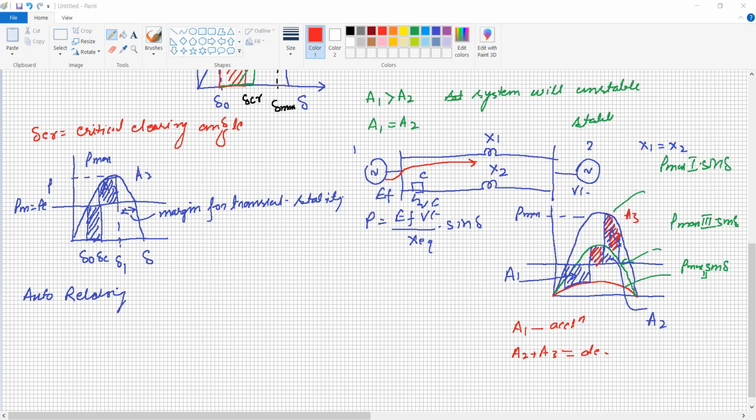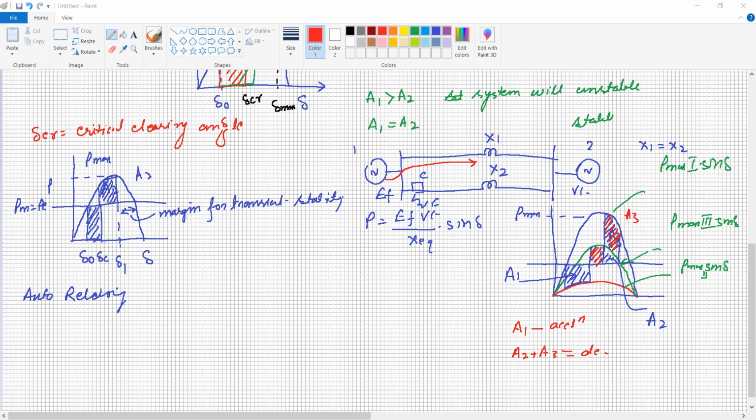So if area A1 and A2 are equal, then the system is stable, and we are able to find the critical clearing angle. This is the critical clearing angle, the maximum value of angle at which the system is stable. Similarly, we can find the critical clearing time. Our circuit breaker time should be smaller than the critical value. Otherwise, the system is going to be unstable.